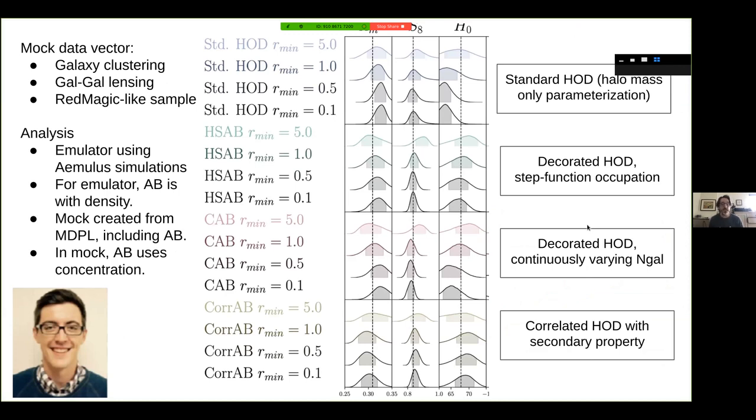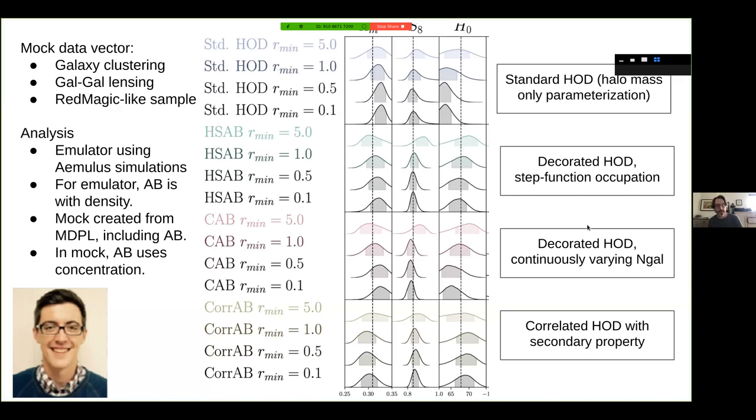So this is actually just one of the results, because there are so many knobs and bells and whistles to play with in these models, there are quite a few different tests with multiple mocks. This is just one that is a reasonable example of what we get. So the mock data vector is galaxy clustering and galaxy-galaxy lensing for a red magic-like sample. This is essentially red galaxies taken from photometric data like DES, slightly higher density than what you would get from a BOSS-like LRG sample. The analysis is using an emulator constructed from the AMIO simulations. For the emulator, assembly bias is constructed using density as the secondary property. And we're testing this on a mock created with the multi-dark simulation, which also includes assembly bias. But in this mock, the assembly bias uses concentration. So we're trying to mismatch things, not create a situation where the mock is created under the same framework as the actual model, and making sure that we can actually recover the correct cosmological parameters.